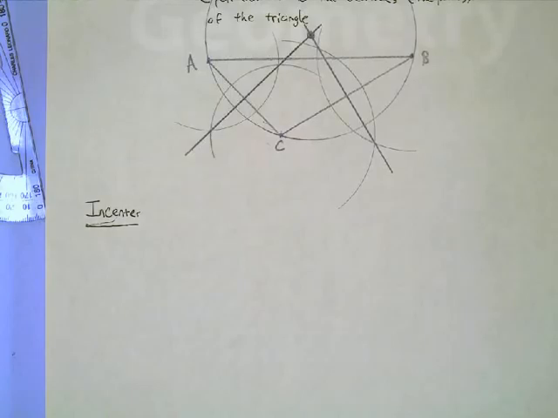A circle that goes around the inside of the triangle. So if a circle goes around the outside of the triangle, it's touching all the vertices, right? It's equidistant to all the vertices. If a circle is going around the inside of a triangle, what is it touching? The sides. And so that means the incenter will be equidistant from the sides. Okay.